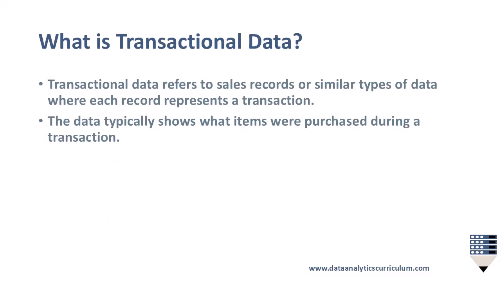What is transactional data? Transactional data refers to sales records or similar datasets where each row represents one transaction. Each record shows which items were purchased together in that specific transaction. This kind of data is the foundation for association analysis, since it tells us what items co-occur.